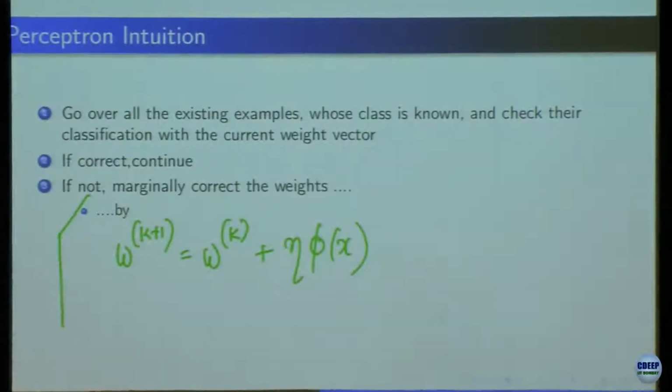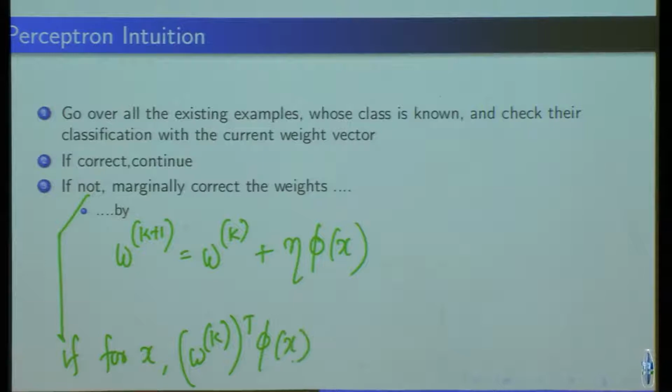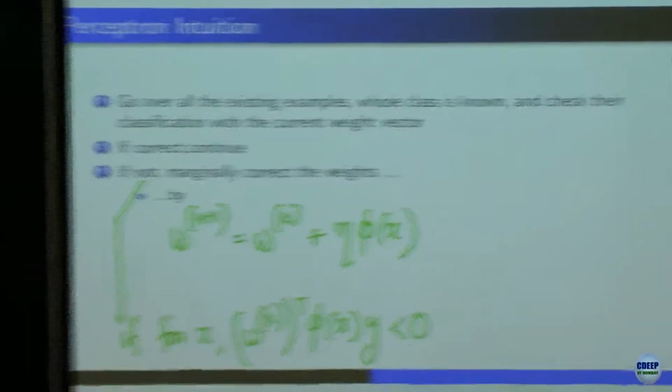So all this, if for x, when I say W transpose, now I mean Wk transpose phi x into y is less than 0. Eta, sorry, good point, very good point. It is not just eta, it is eta y.